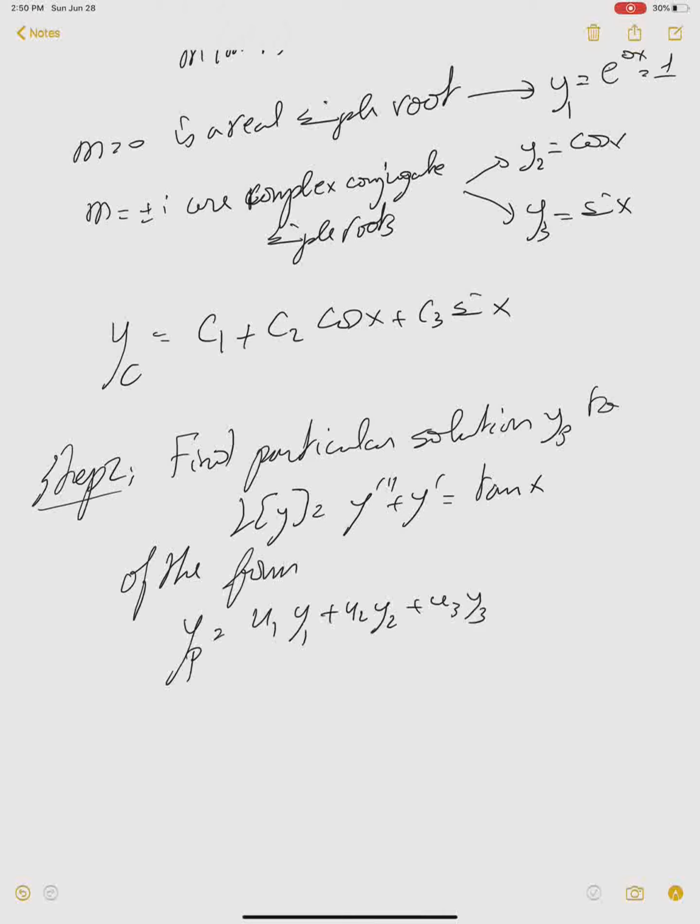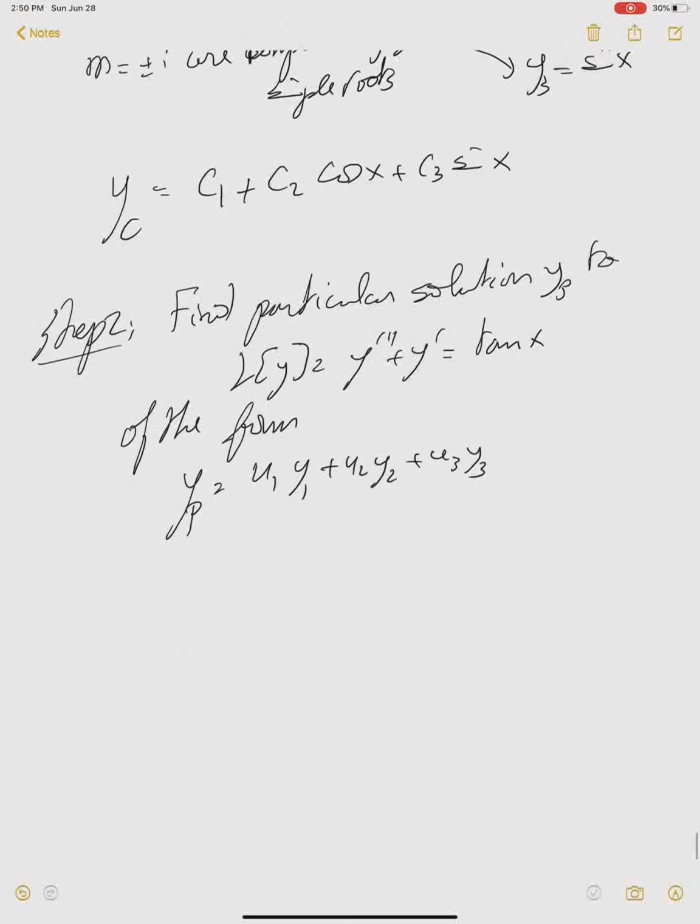Now, although this is constant coefficient, I cannot use undetermined coefficients here because f of x is tangent x. It's none of the forms in the table. Let me tell you that the method of variation of parameters works always. The undetermined coefficients works only in specific cases, but even there you can use variation of parameters. But undetermined coefficients is somehow shorter when you can use it, whenever you can use it.